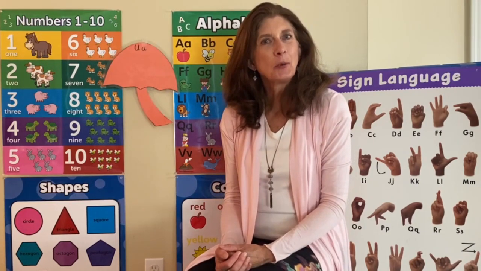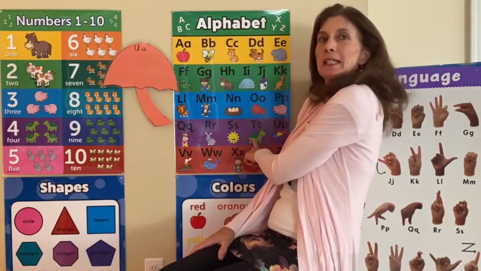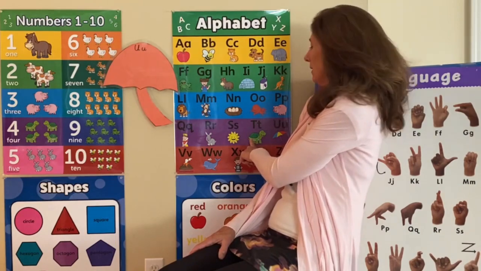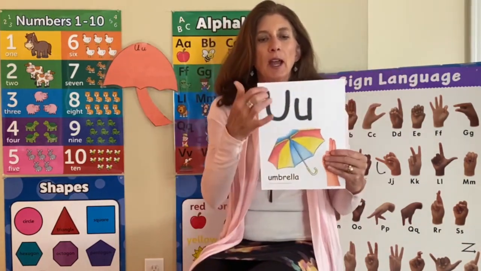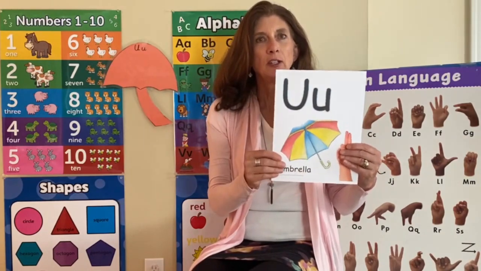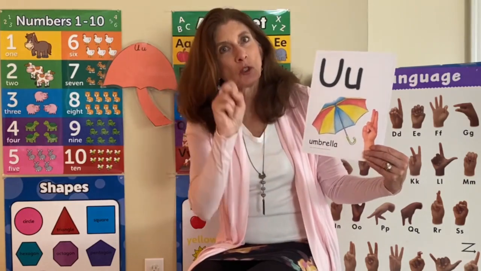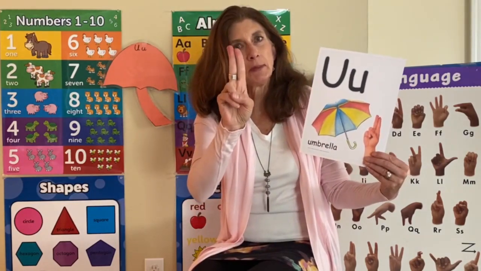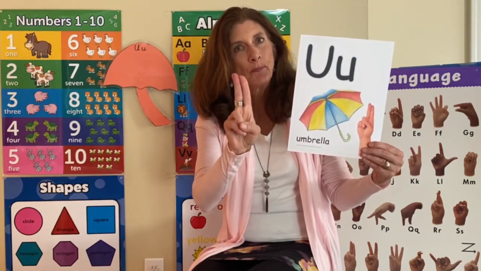And let's start where we left off. We left off with the letter T, and after T comes U. And this is the capital U and the lowercase u. And U is just pretty easy to make with your sign language. You put two fingers up, but you put them together. And that's the sign language for the letter U.